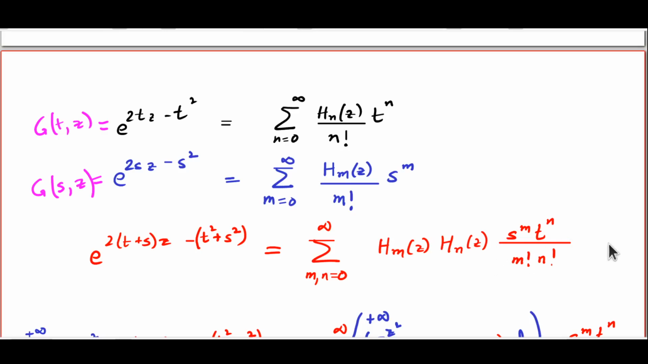What we are next going to do is interesting. What we are going to do is multiply both sides by e to the minus z squared. So we are going to put that on both sides. And then we are going to integrate this result from minus infinity to plus infinity.